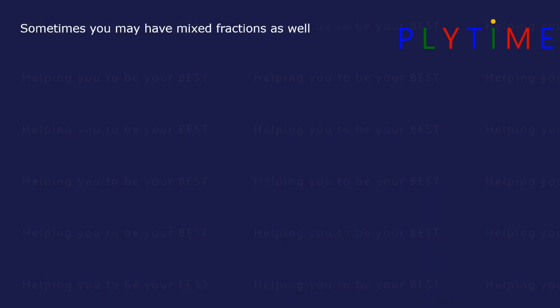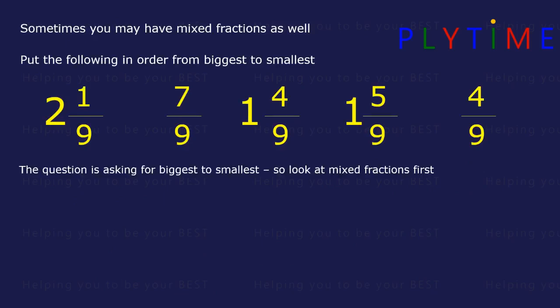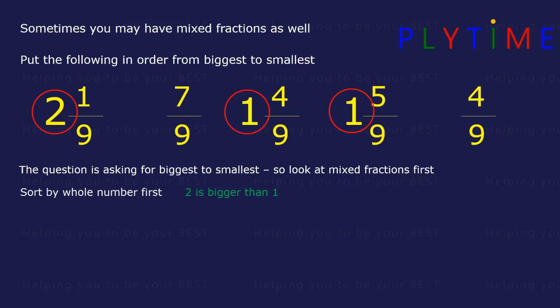Sometimes you may have mixed fractions as well. Put the following in order from biggest to smallest. The question is asking for biggest to smallest, so we look at the mixed fractions first and we sort by the whole number. We've got a 2, a 1 and a 1. 2 is bigger than 1, so the biggest fraction is going to be 2 and 1/9.